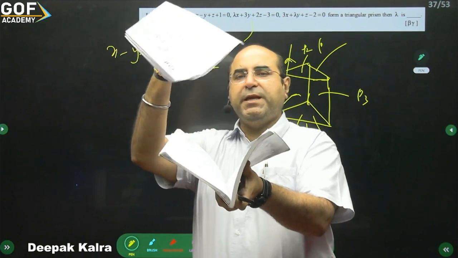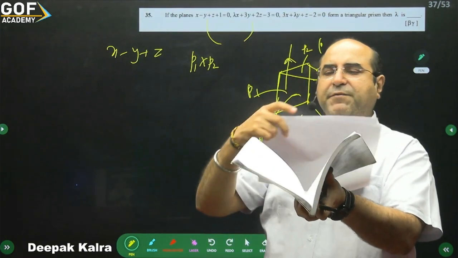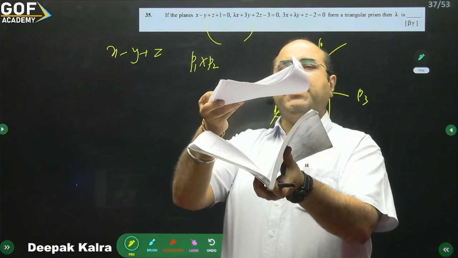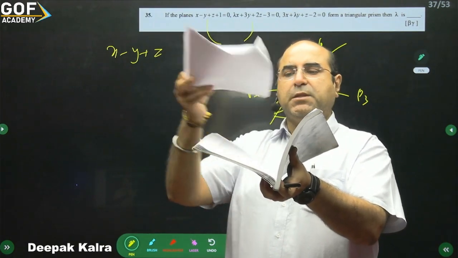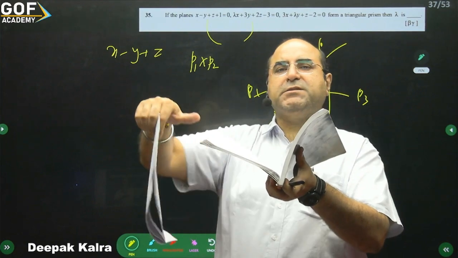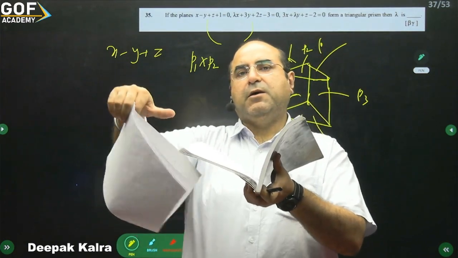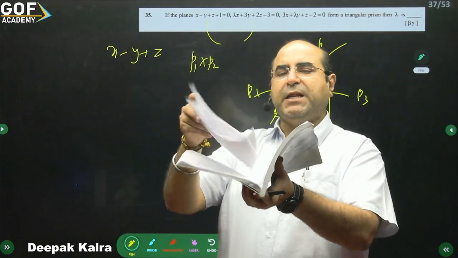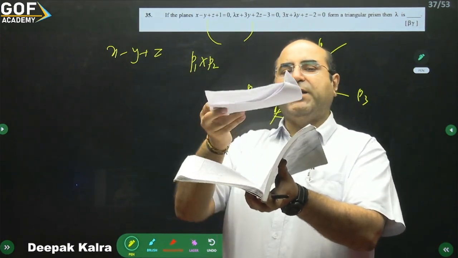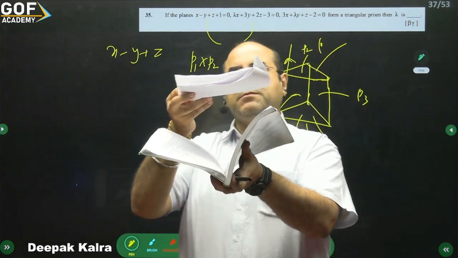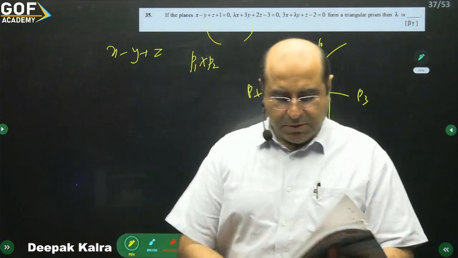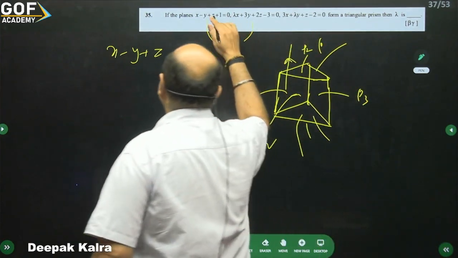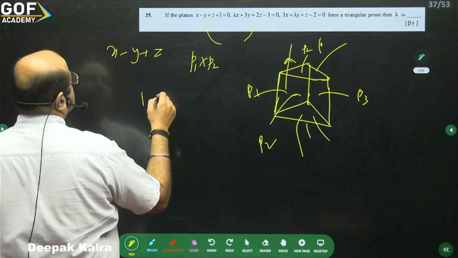Now for this plane, the direction ratios of normal I have taken, and for this plane, the direction ratios of normal I will take, and I do their cross product. I get the direction ratios of this line of intersection. Similarly, for the rest too, I'll get another line of intersection's direction ratios. And you can very well see that they should be parallel. You understand? They should be parallel.